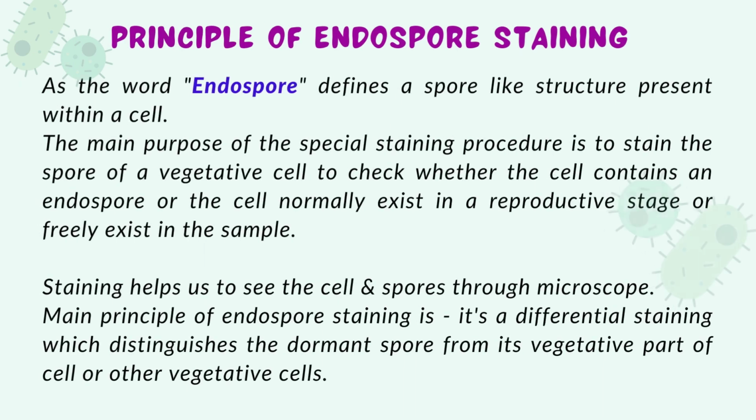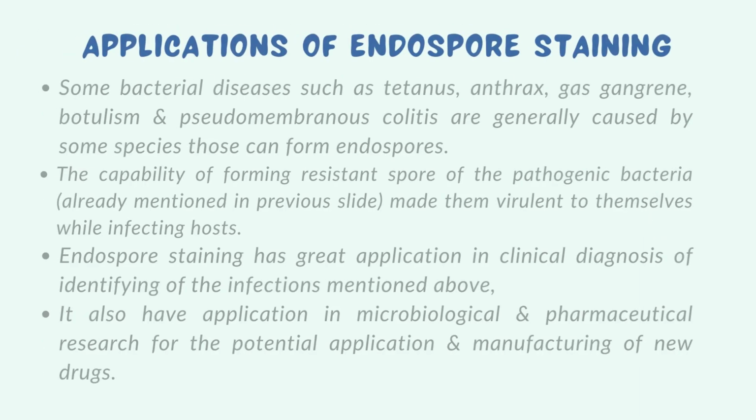The principle of endospore staining. As the word endospore defines, it is a spore-like structure present within a cell. The main purpose of the special staining procedure is to stain the spore of a vegetative cell to check whether the cell contains an endospore or the cell normally exists in a reproductive stage or freely exists in the sample. Staining helps us to see the cell and spore through a microscope. The main principle of endospore staining is that it's a differential staining which distinguishes the dormant spore from the vegetative part of cells or other vegetative cells.